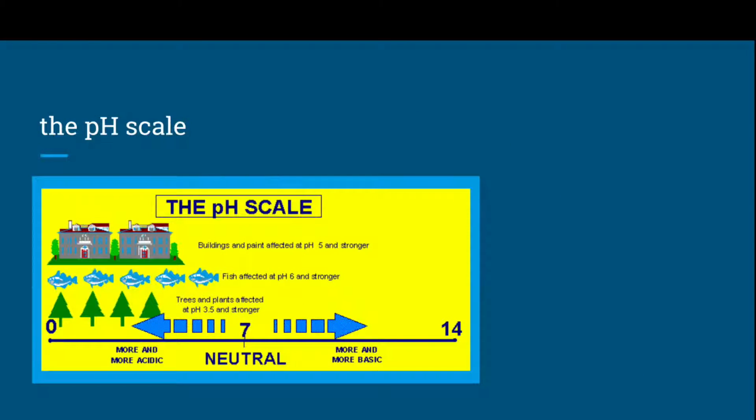The picture shown represents the pH scale. It shows that when the pH level becomes below 6, then fish are affected by it.